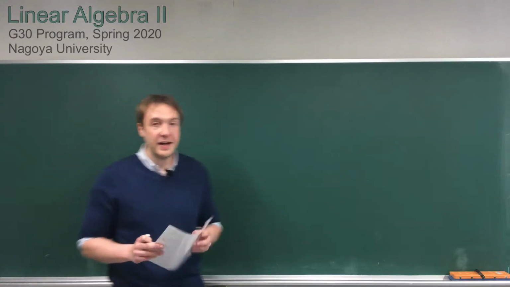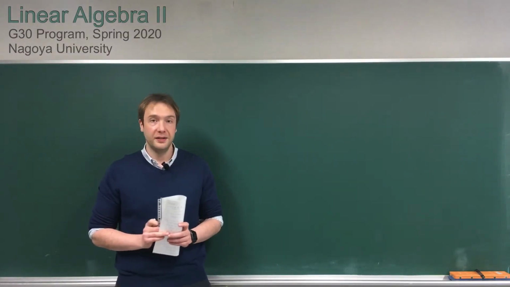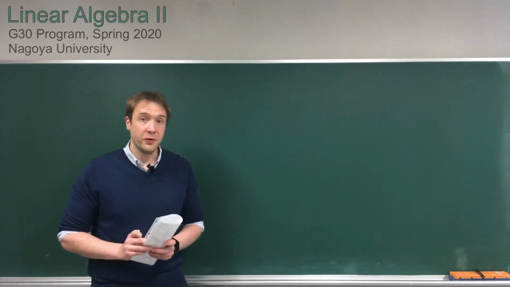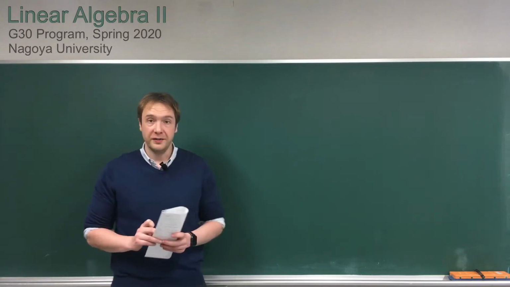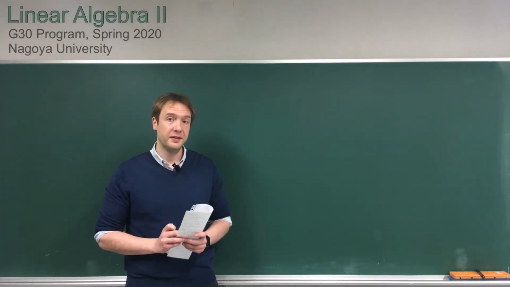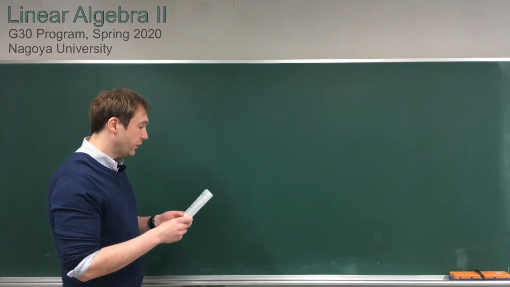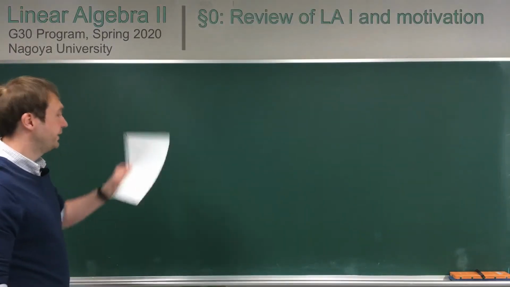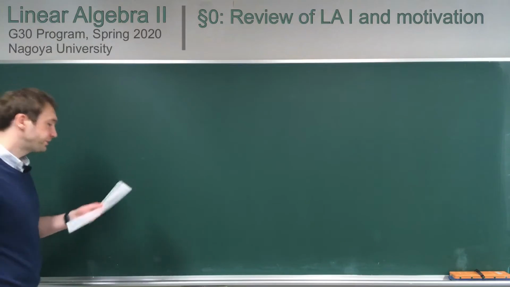Okay, so in Linear Algebra II, what we want to do is generalize a lot of things we did in Linear Algebra I. And the notion we want to introduce is the notion of the so-called vector space, which generalizes the Rn, which we studied in the first semester. But before we do this, I want to recall a little bit what we did in Linear Algebra I. So chapter number 0 is Review of Linear Algebra I and Motivation.